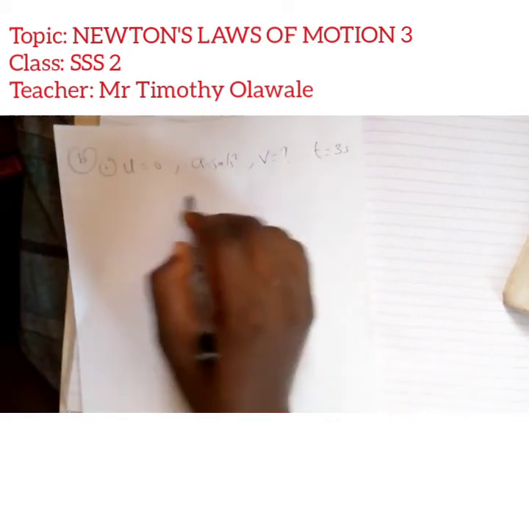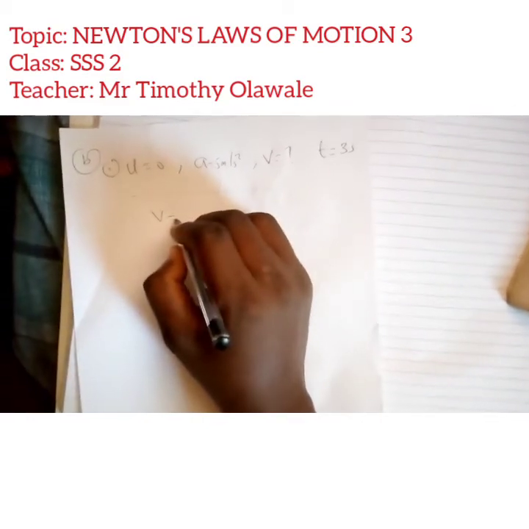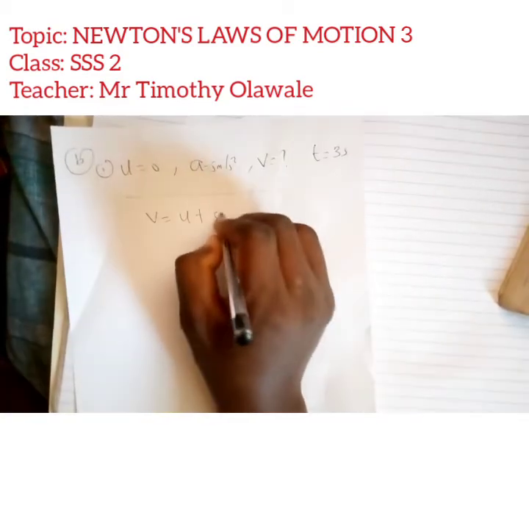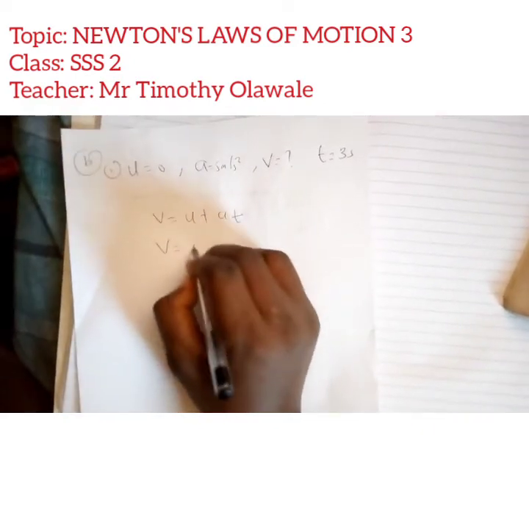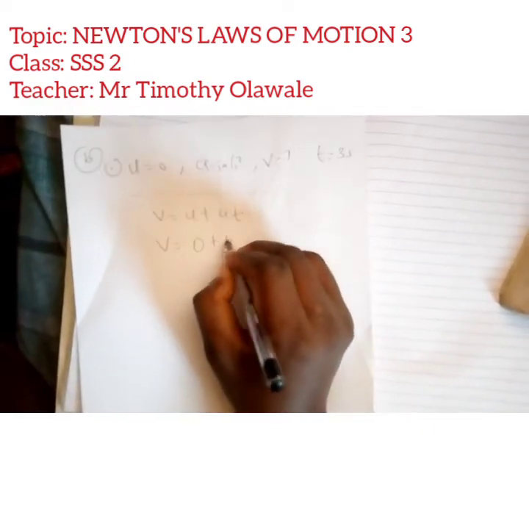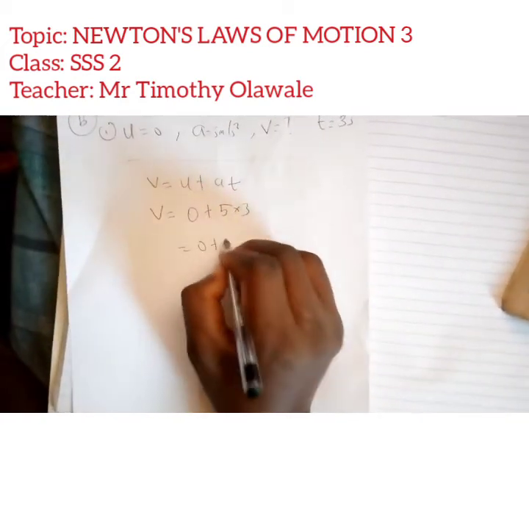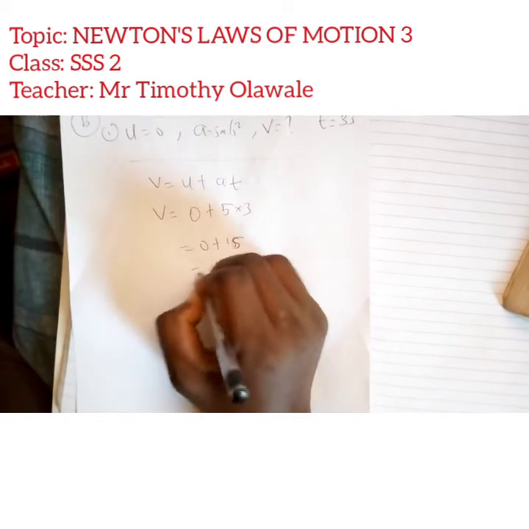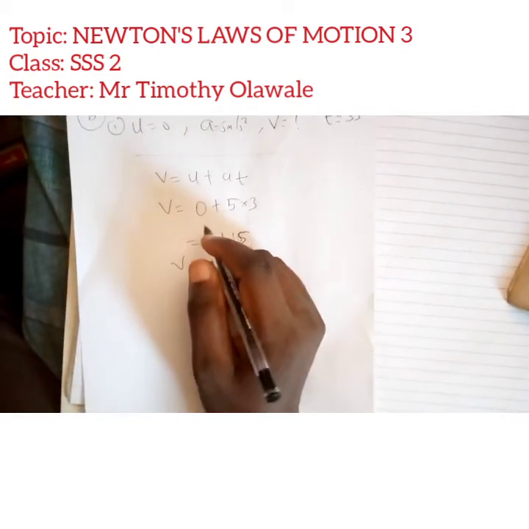So which formula do we work with? That will be v equals u plus at. What's our v? That's what we are looking for. v equals 0 plus 5 times 3. That will be 0 plus 15, so that will be 15 meters per second, not second squared.